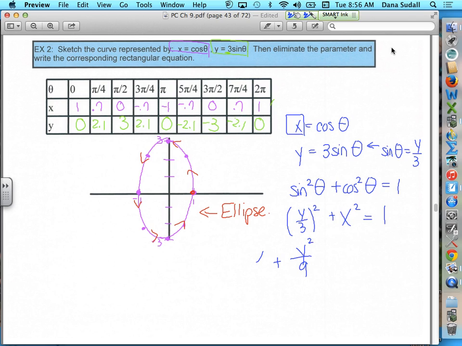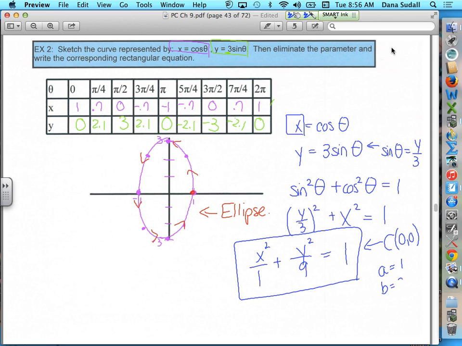I'm going to put the x squared first, and I'm going to put it over 1, because that's usually how we see the equation of an ellipse. And it's equal to 1. If you think about what we just did, the center for that would be 0, 0. My a value would be 1. My b value would be 3.